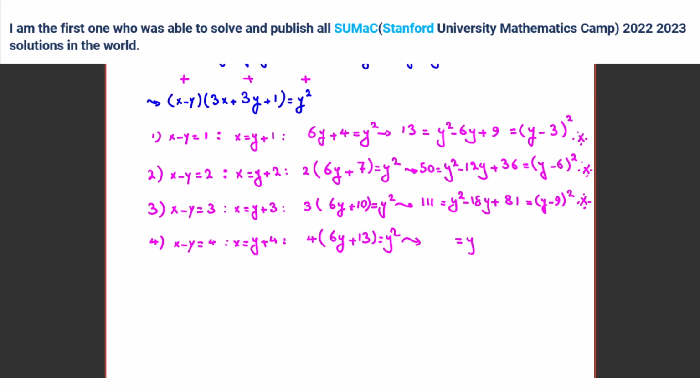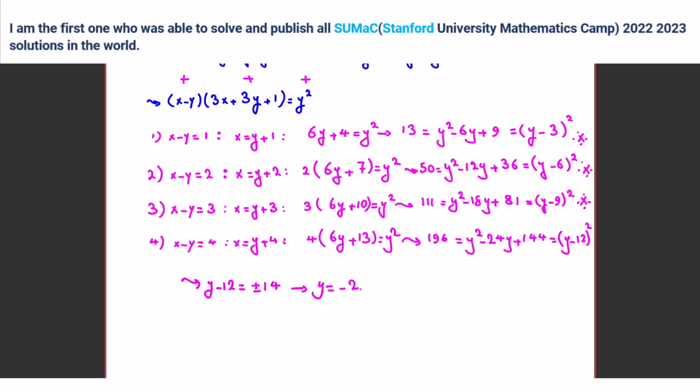So we should write y squared minus 24y plus what? 144. Yes. 144 plus 52 is what? 196. And which is equal to (y minus 12) whole squared. So y minus 12 is plus or minus 14.